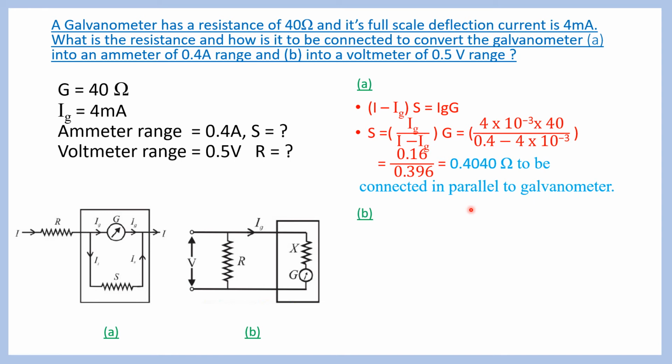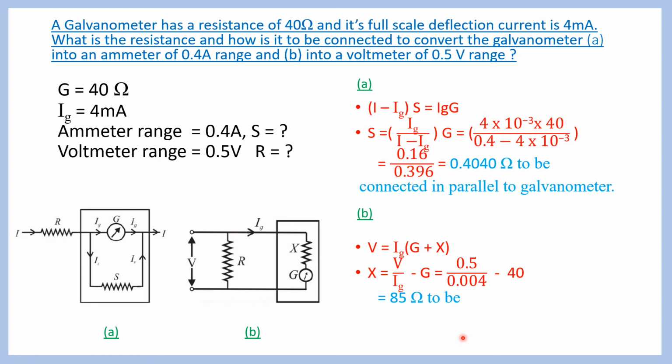Now we will proceed towards part B of the question. There we know the value of Ig is given, the value of G is given, and we know the value of V also, that is 0.5 volt. So we can find out the value of X using this expression. We can substitute the values of V, Ig and G, and solving that you get the answer as 85 ohm.